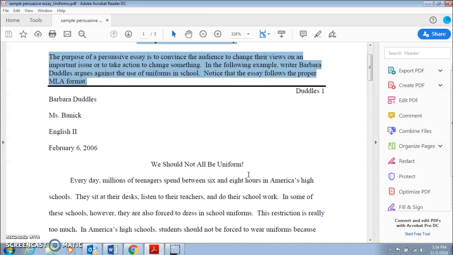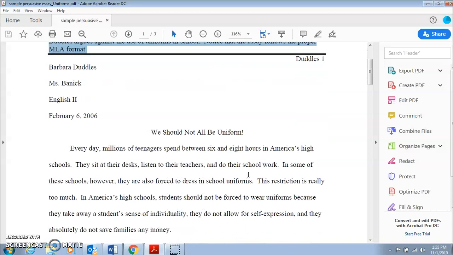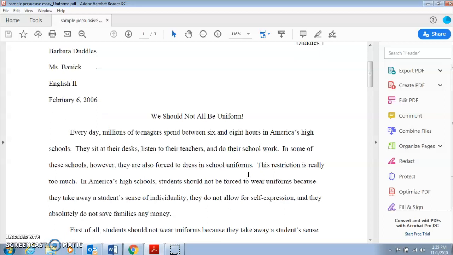First and foremost, I would want to check to see if the paper is in correct MLA format. So I look to see if it is in Times New Roman, if it is 12-point font, and if it is double-spaced. I look, and yes, it is.